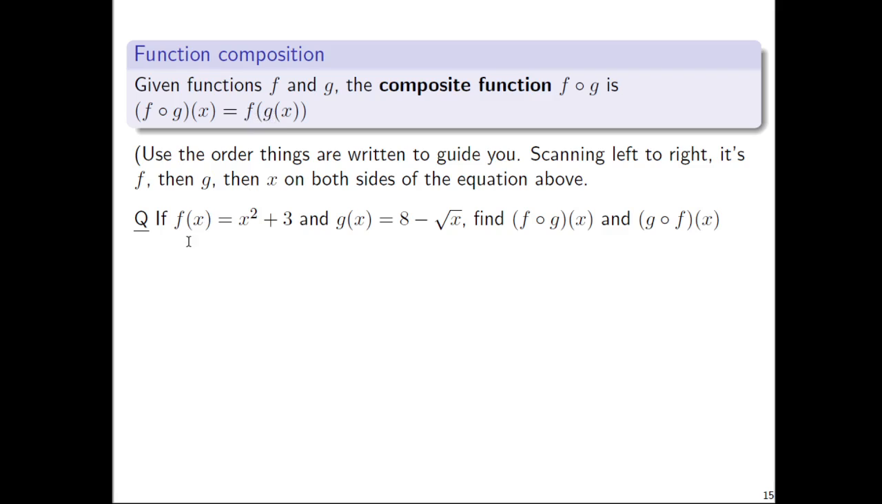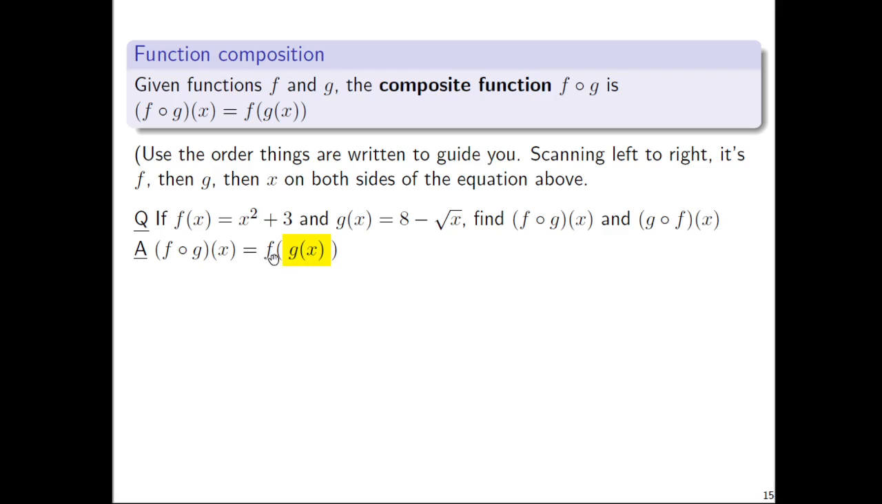So if f of x equals x squared plus 3, and g of x equals 8 minus root x, find f compose g of x, and let's also find g compose f of x. For f compose g of x, that's the one that matches exactly the formula in the box. We're going to just replace this with f of g of x. Then g of x, I'm focused on the inside because g of x unaltered we have right here. g of x is 8 minus root x.